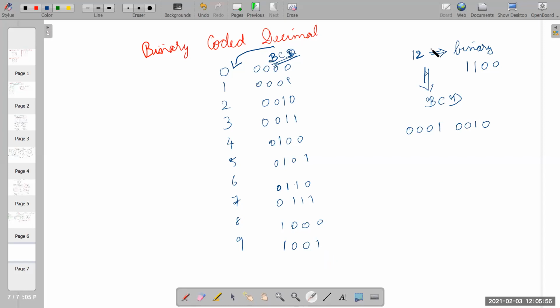But what do we do for 10? In binary, 10 means 1, 0, 1, 0. But in BCD, 1 separately, 0 separately. The example I gave is 12. 12 in binary is 1100. But 12 in BCD, 1 we have to separately code, 2 we have to separately code. Where we use this is to drive a 7-segment display in a railway station, digital clock and all. For that, each digit should be coded separately, 1 coded and 2 coded. That is BCD. Are you okay with this?